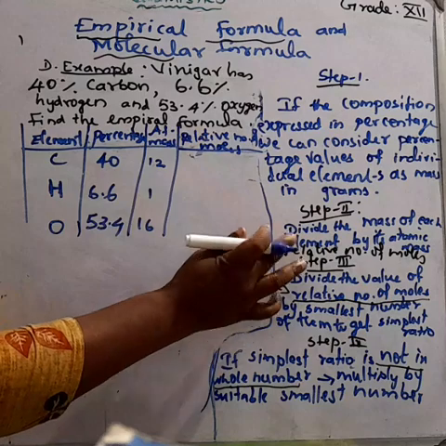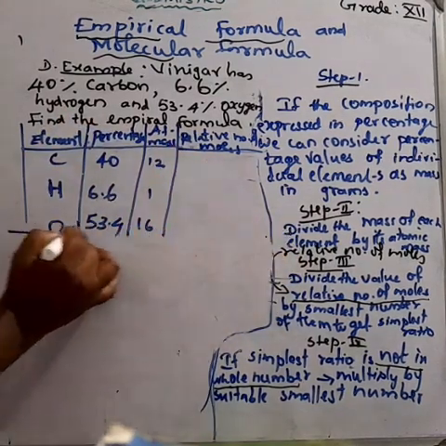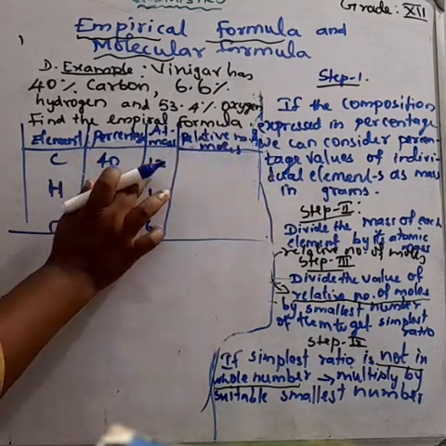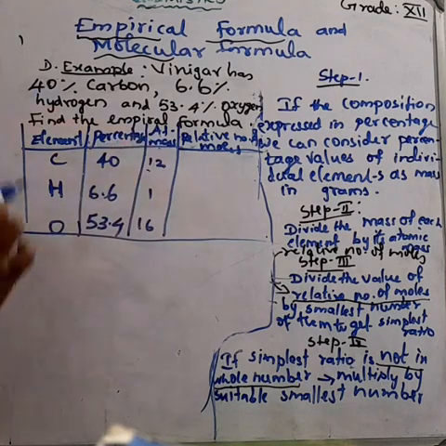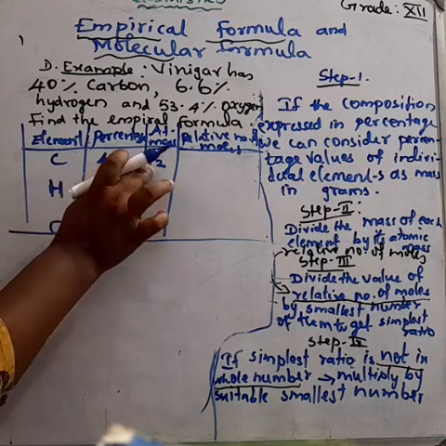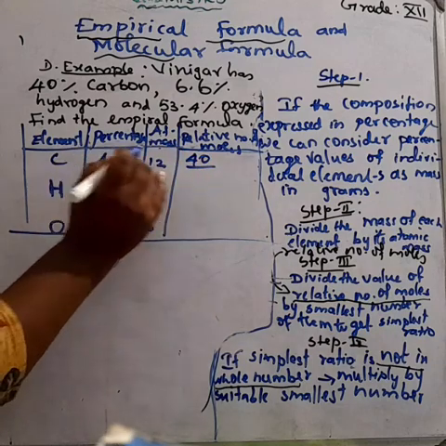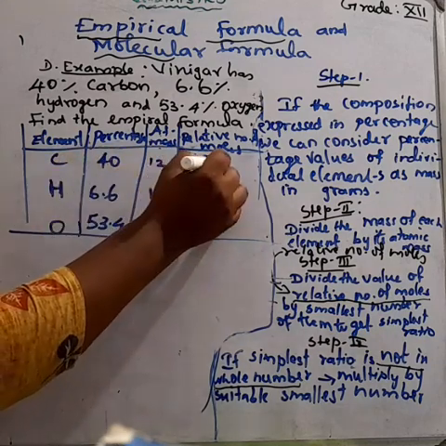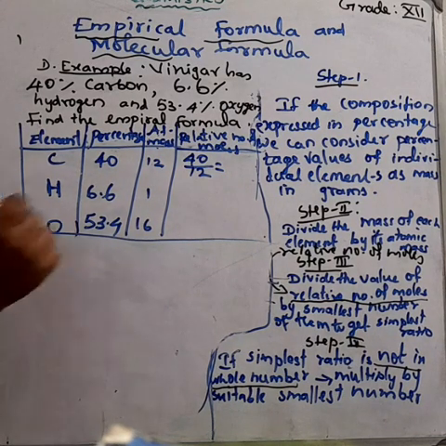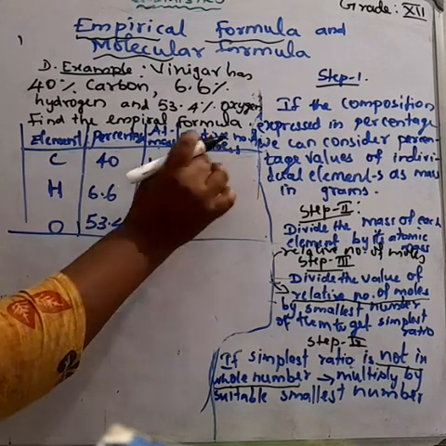How can we get the relative number of moles? Divide the mass of each element by its atomic mass. So for carbon, what is the mass given? 40%. So 40 divided by the atomic mass of carbon, 12. When dividing 40 by 12, we get 3.3.